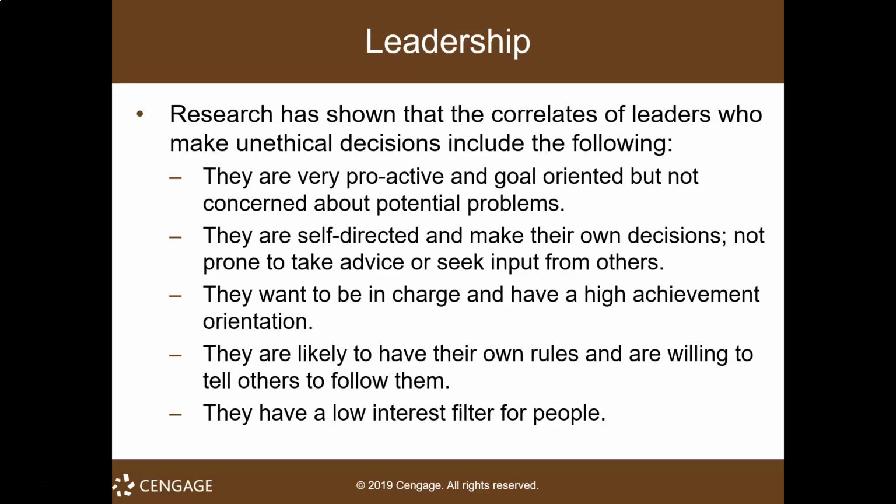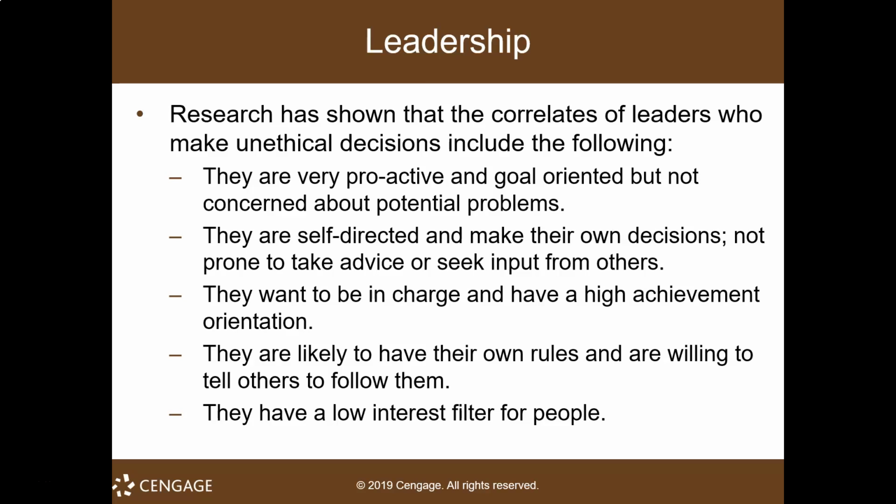So research has shown that the correlates, if you will, of leaders who make unethical decisions include the following. They are very proactive and goal-oriented, but not concerned about potential problems. They are self-directed and make their own decisions, but not prone to take or seek advice from anybody else. Again, we're talking about those things that correlate with unethical decisions.